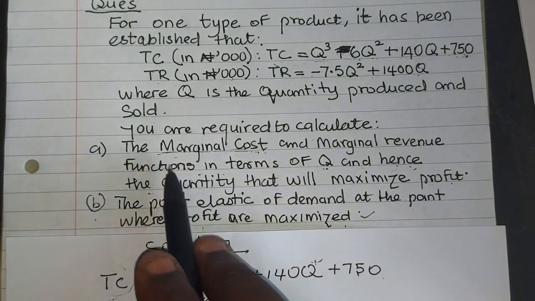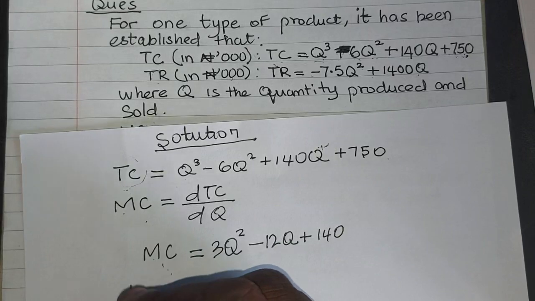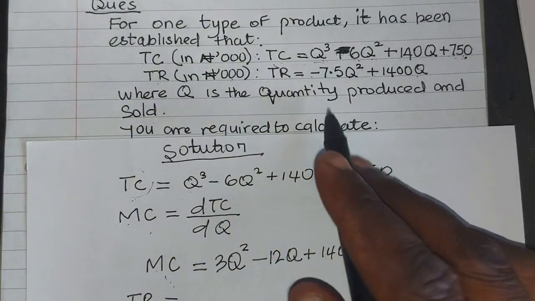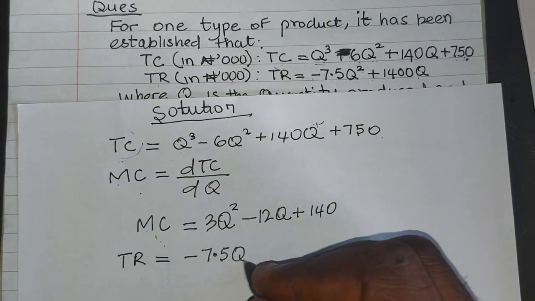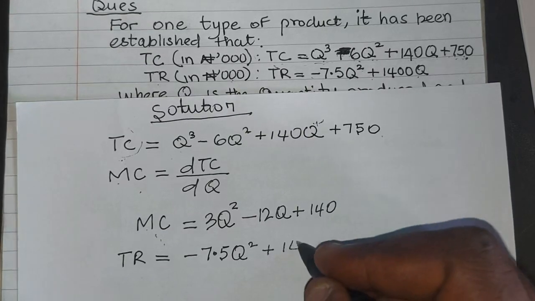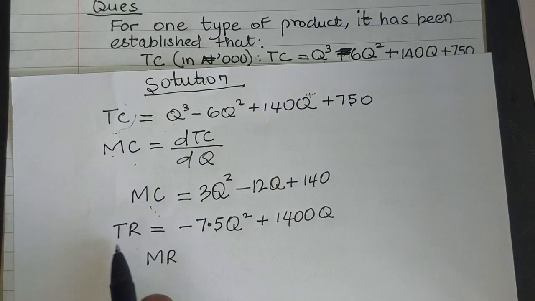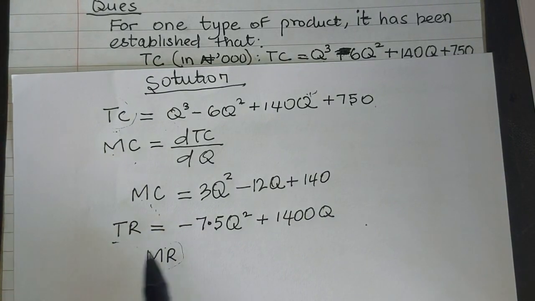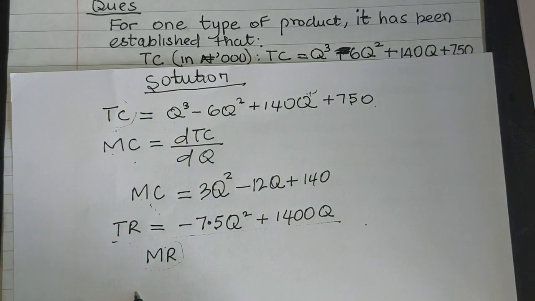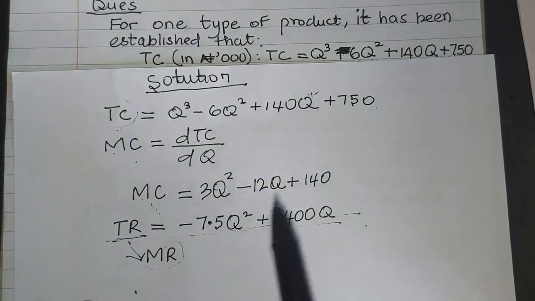Now we have answered the marginal cost. What of the marginal revenue? If the total revenue is given as minus 7.5q raised to power 2 plus 1400q, then for our marginal revenue, don't forget: if you are given the total revenue function and you are asked to look for marginal revenue, all you need to do is differentiate. I told you, when you are given the total revenue and you are asked to look for marginal revenue, you will differentiate this function.